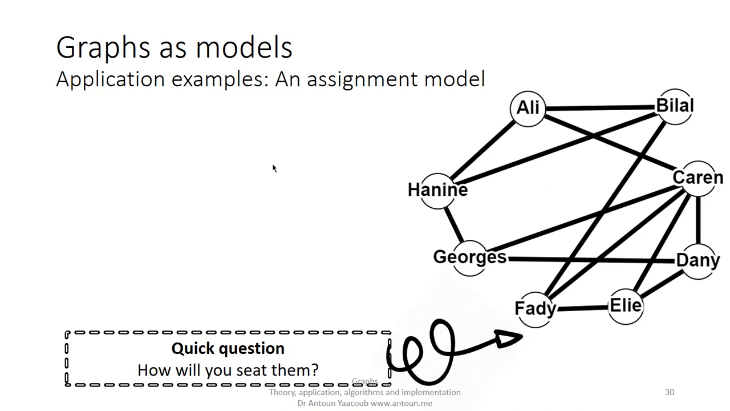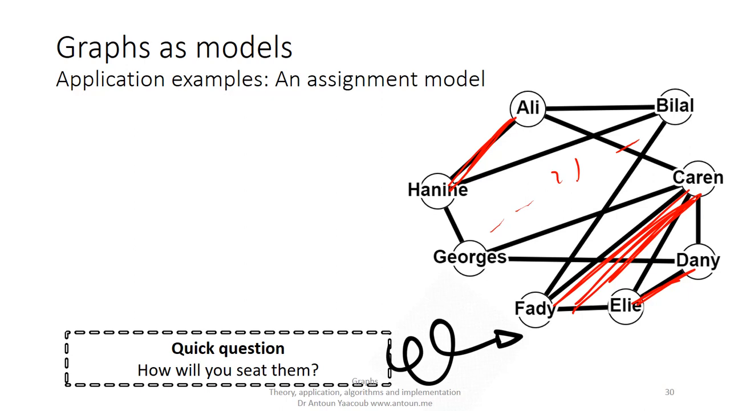You will see that the number of vertices is even, so it's possible to do that. We will see that when the number of elements is odd, obviously there is no perfect assignment. So let's try to do this here. Let's suppose I sit Haneen with Ali, Danny with Eli, and Karen with Fadi. Now I cannot sit George and Bilal because there is no edge between them. So this is an assignment, but it is not an optimal assignment.